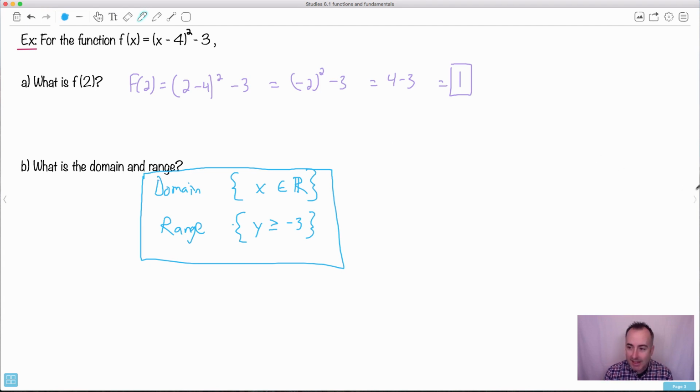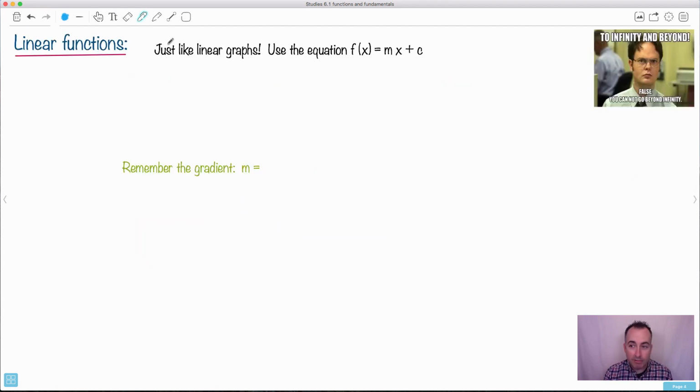Let's see now if we can review linear functions, like this to infinity and beyond. False, you can't go beyond infinity. That's from The Office, the American version at least.